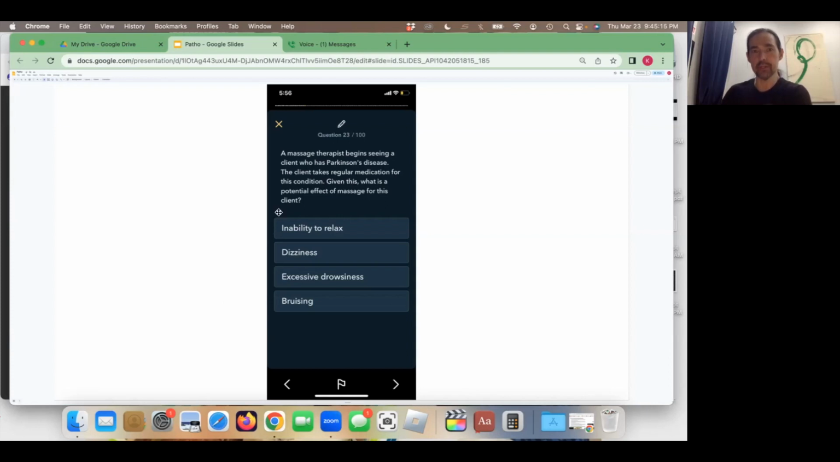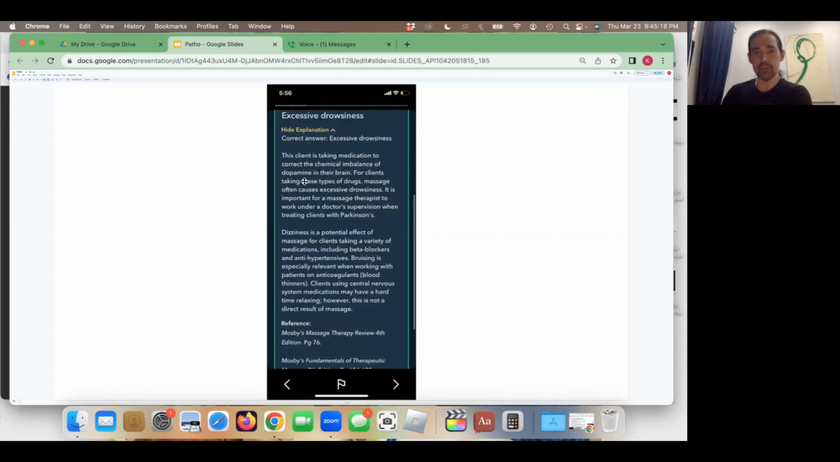Number 23. Medications to correct the chemical imbalance of dopamine in the brain for Parkinson's. For clients taking these types of drugs, massage often causes excessive drowsiness. It's important for a massage therapist to work under a doctor's supervision when treating people with Parkinson's. Chemical imbalance of dopamine. So they're taking a dopamine regulator. Dopamine is not an excitatory or an arousal neurotransmitter. Dopamine is calming, pleasurable, relaxing.